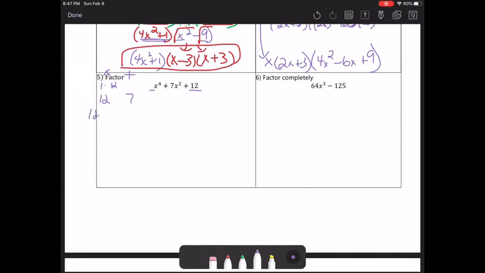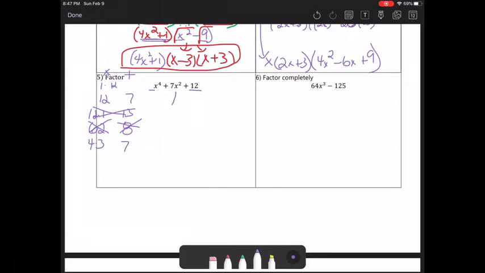Okay, let's say 12 times 1. Well, that's 13, so that can't be right. Then I think, all right, 6 times 2. Well, 6 times 2 is 12, but if I add those together, I get 8. So let me think of another one. Okay, 4 times 3 is 12, and 4 plus 3 is 7. So those have to be our numbers.